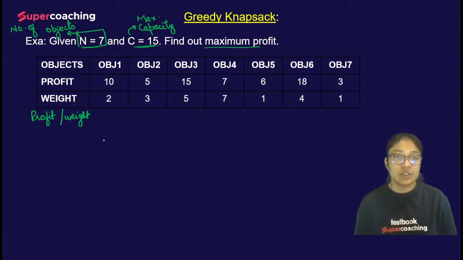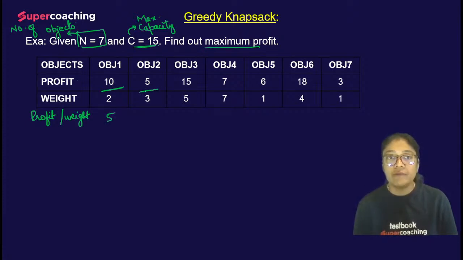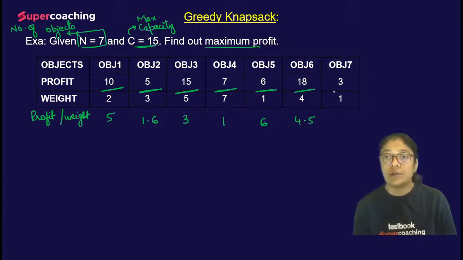ओके, लेट्स चेक इट आउट. तो सबसे पहले स्टेप में हम क्या कर रहे हैं? प्रॉफिट अपॉन वेट रेशियो. प्रॉफिट ऑलरेडी गिवन है, तो ऑब्जेक्ट 1 के लिए प्रॉफिट अपॉन वेट रेशियो कम्स आउट टू 5, 10 divided by 2 is 5, 5 divided by 3 is 1.6, 15 divided by 5 comes out to be 3, 7 divided by 7 is 1, 6 divided by 1 is 6, 18 divided by 4 it will be 4.5, and 3 divided by 1 is 3.